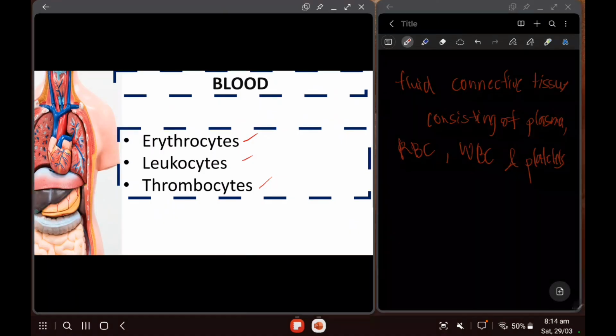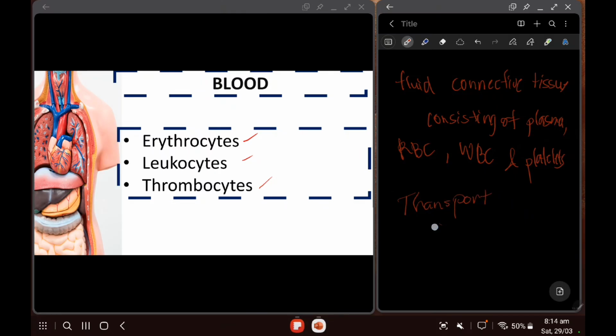So, about the blood, since it does transport, the function of blood is to transport gases, nutrients, and waste products.